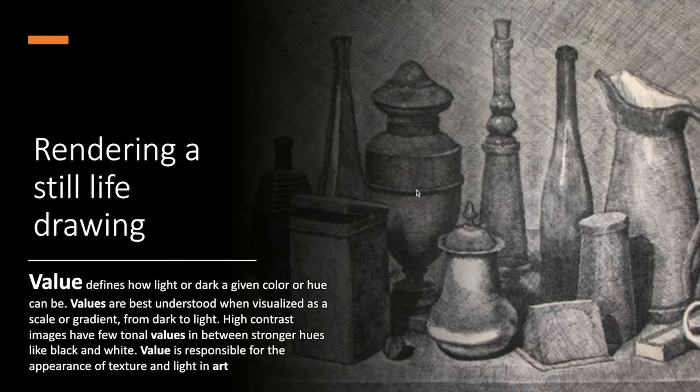Okay, so we're going to go ahead and try our hand at still life. But first we have to talk about value. Value defines how light or dark a given color or hue can be. Values are best understood when visualized as a scale or gradient from dark to light, or from light to dark. High contrast images have few tonal values in between strong hues like black and white. Value is responsible for the appearance of texture and light in art, especially in black and white art using a pencil.